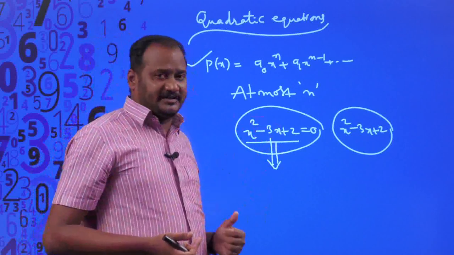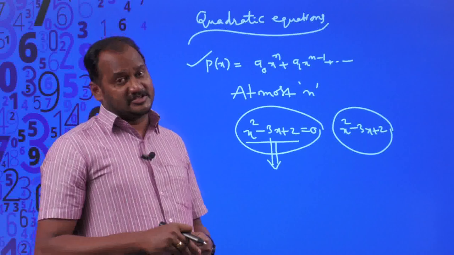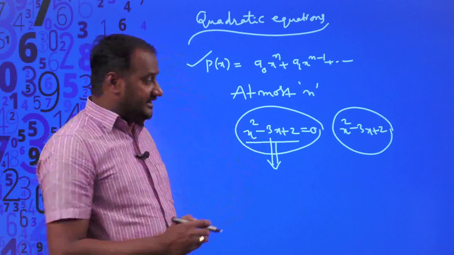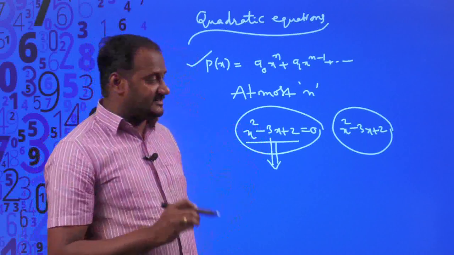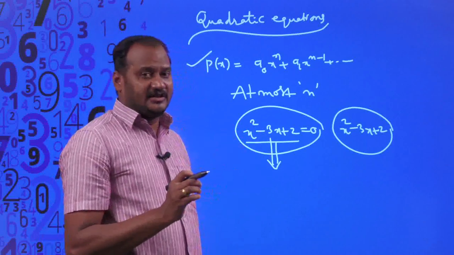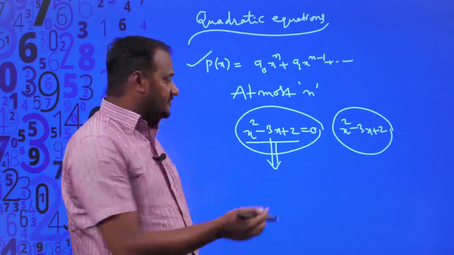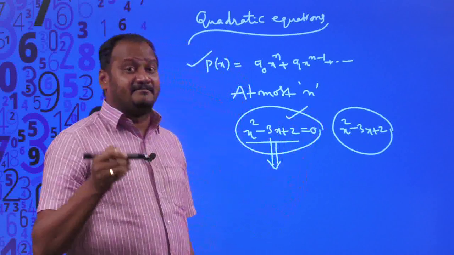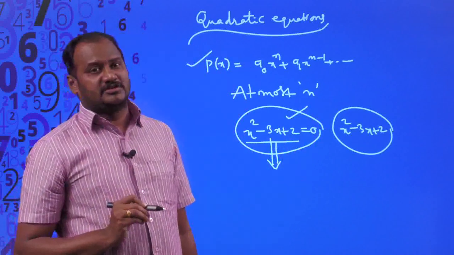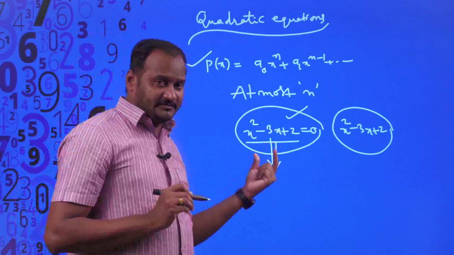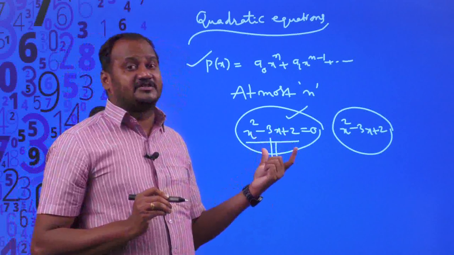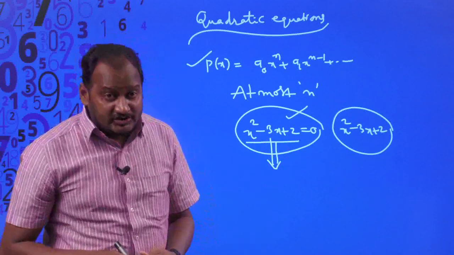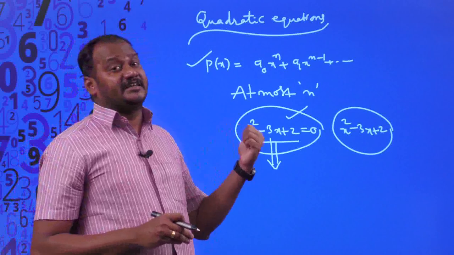Since it is a second degree polynomial, just now we discussed how to find zeros of the polynomial. Since it is a second degree polynomial equation, it has a maximum of 2 zeros. When you substitute that zero, for example, x is equal to 1 or x is equal to 2, then this quadratic equation will be satisfied by that value of x. So for what value of the variable the given quadratic polynomial equation is satisfied, those values of the variables are said to be solutions or roots of the given equation.